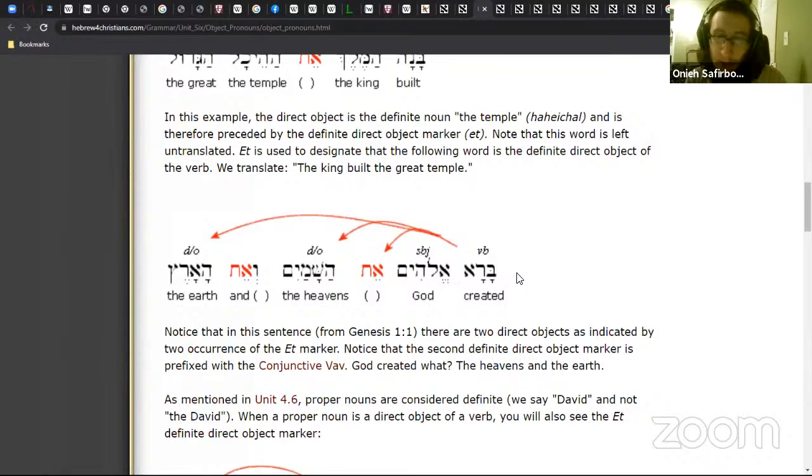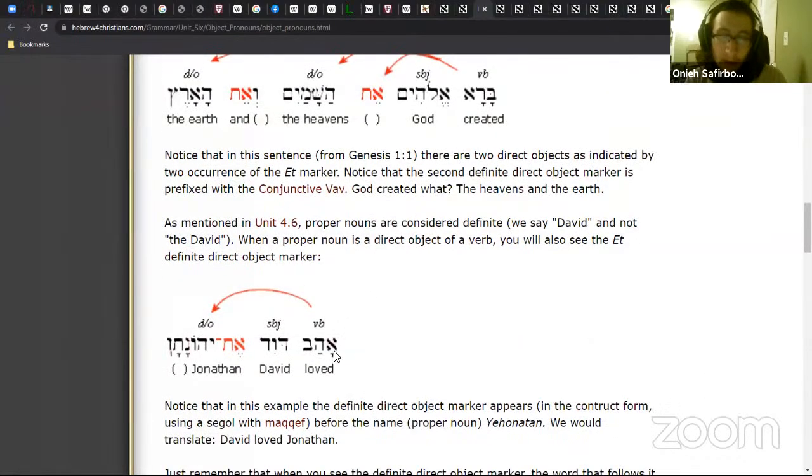And in Genesis 1:1, God created, what did he create? At the heavens and at the earth. David loved. Who did he love? At Jonathan.